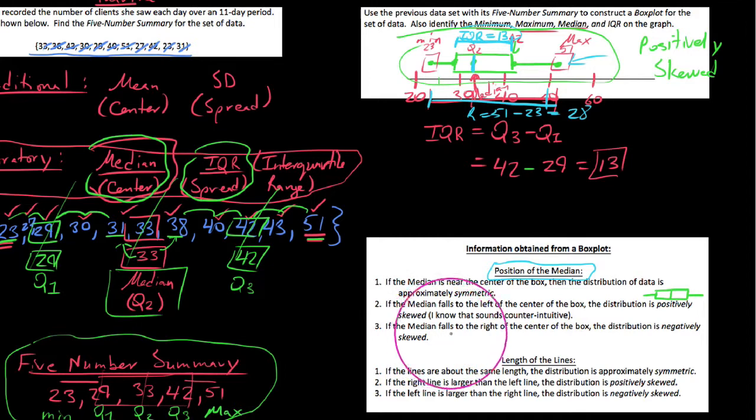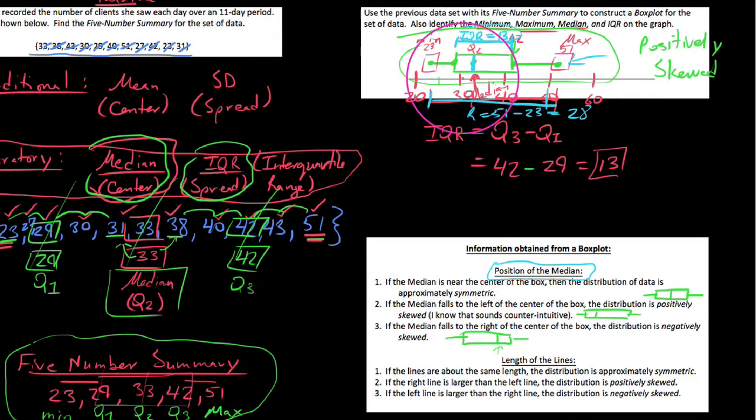And likewise, if the median falls to the right of the center of the box, so this would be something like this. Okay? We would say this would be considered what we call a negatively skewed plot. So again, we have positively skewed as the median falls well to the left of the box. That'd be a positively skewed plot. And a negatively skewed plot is when the median falls to the right.